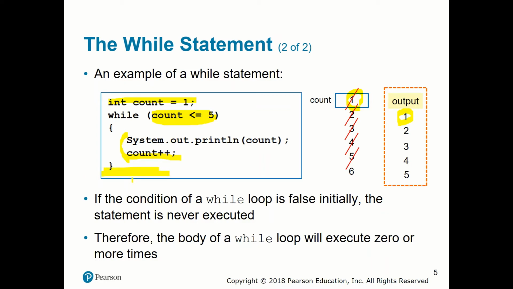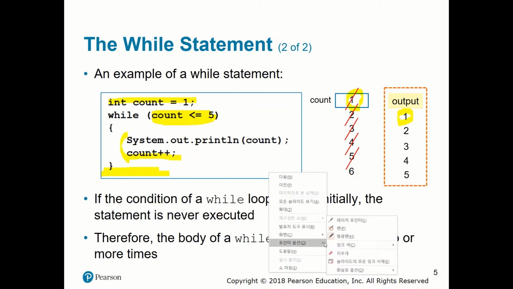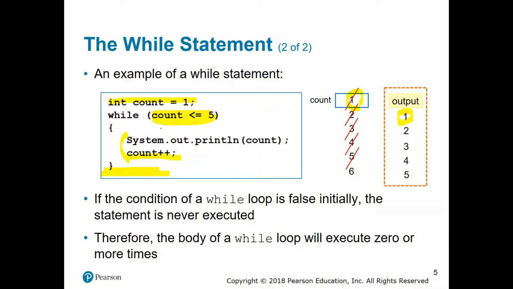Can you understand this one? If the condition of a while loop is false initially, the statement is never executed. Do you understand? What if count is 10? Then this condition cannot hold in the first place. So these two statements can never be executed. Therefore, the body of a while loop will execute 0 or more times.